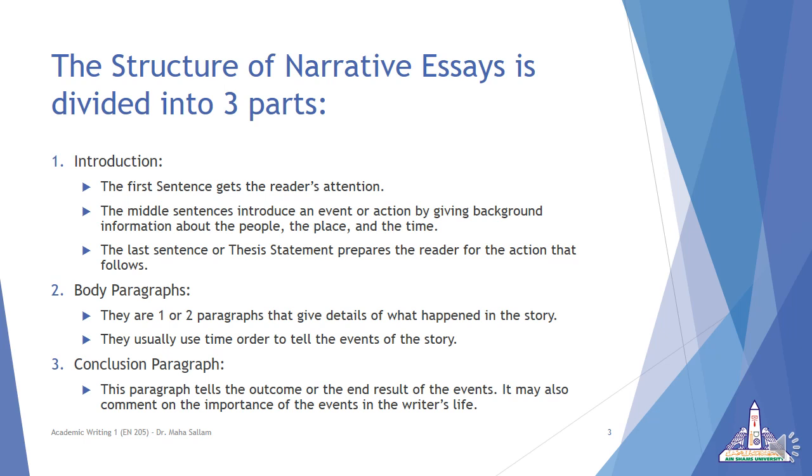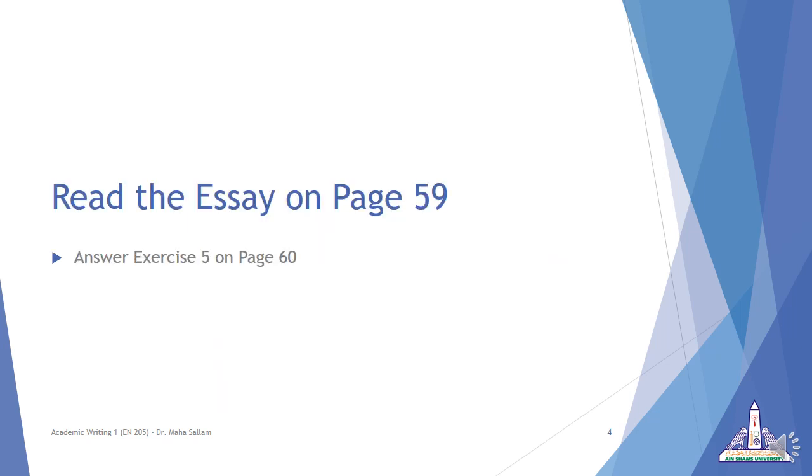We go to the third part of the structure, which is the part that we call the conclusion paragraph of the essay. This paragraph tells the outcome or the end result of the events. It may even comment on the importance of the events in the writer's life. Sometimes a writer is telling a story about something that happened to him, and in this case, the writer will use the conclusion to explain the significance or the importance of this story.